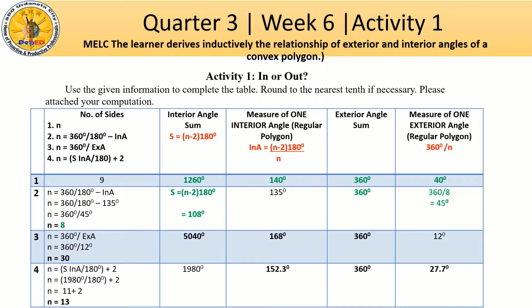Now, we're going to find the measure of one exterior angle of a regular polygon. So we have 360 degrees divided by the number of sides. For number 2, the number of sides is equal to 8. So we have 360 degrees divided by 8, which is equal to 45 degrees. That is the measure of one of the exterior angles.